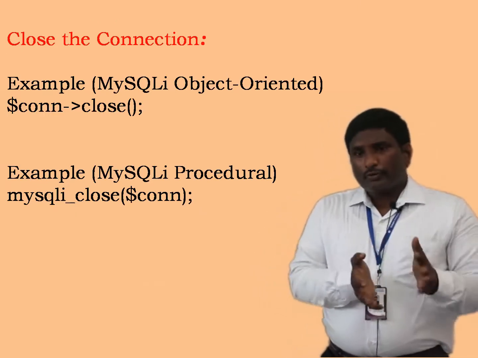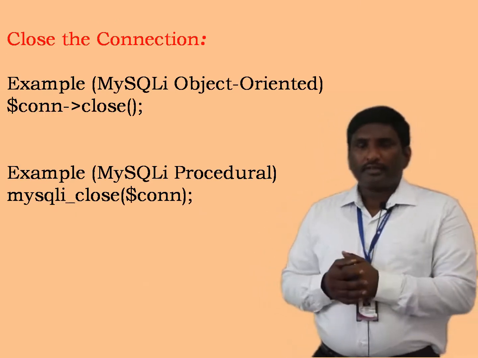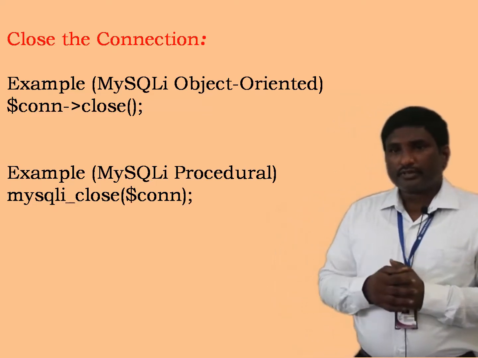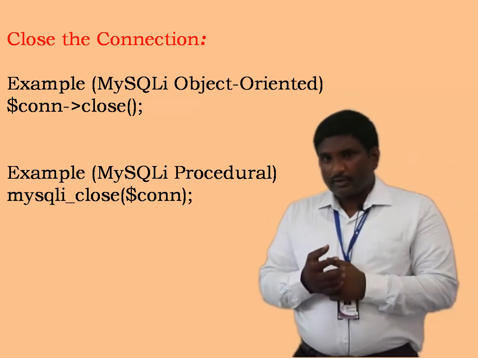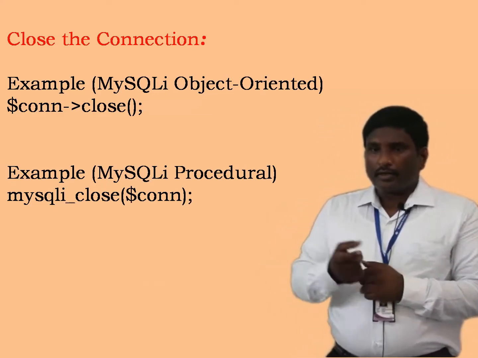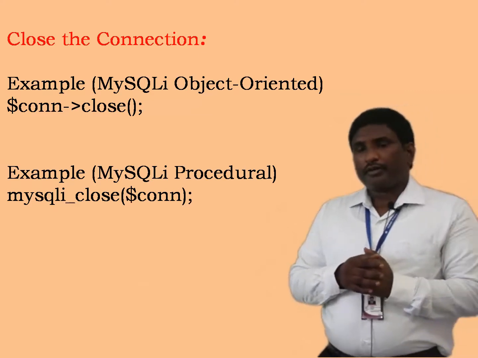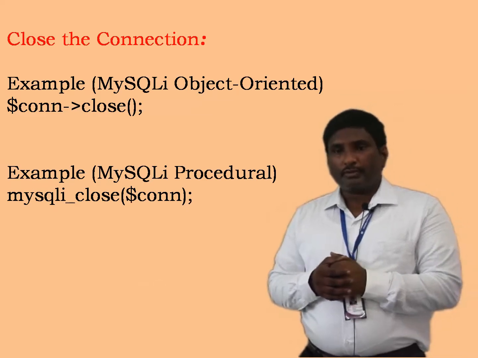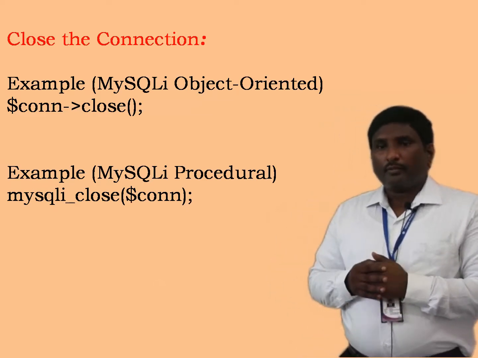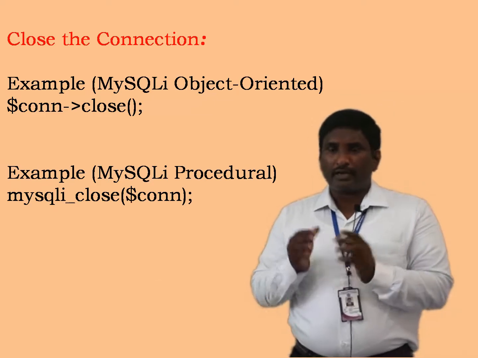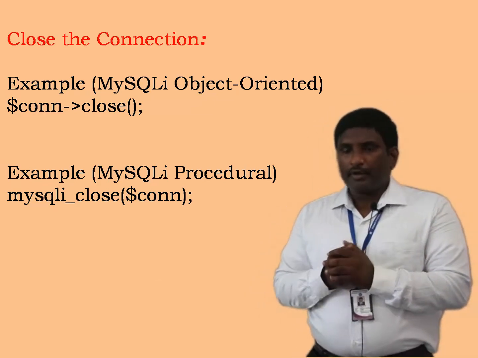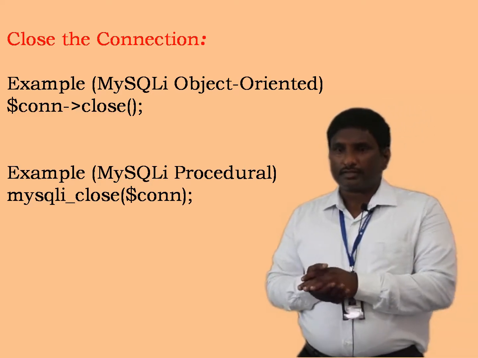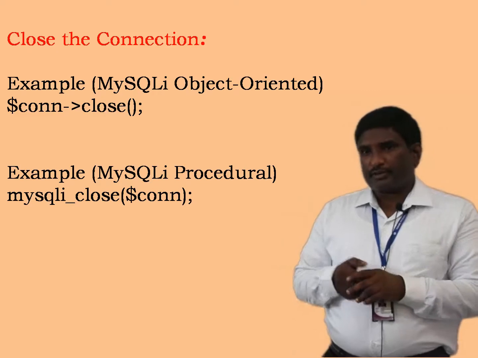So earlier, two programs showed how to connect to the MySQL database server. Now, how to close the connection. This is done simply through the connection object, or the connection variable. If it is object oriented, it points to the close method, nothing but calling close, and then the connection will be closed. In procedural, mysql_close is a function; by passing the variable, the corresponding connection will be closed. In this way, the connection will be closed in PHP.